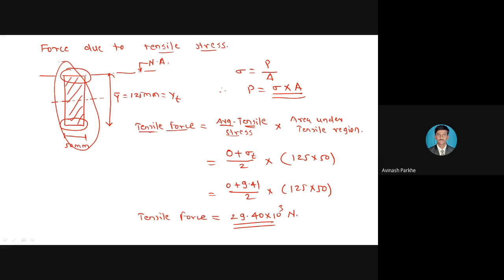So I have taken 0 plus sigma t. Please keep in mind here I am calculating the average tensile stress, means I have to consider the tensile stress developed at neutral axis also. Also I have to consider the tensile stress developed at the bottom side also.